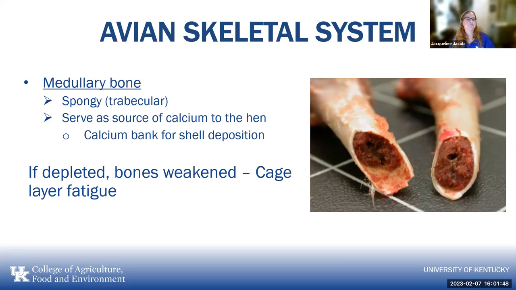Best thing to do is put the birds through a molt. When they molt, all the reproductive organs go back to pullet size and they replenish the material in the medullary bone.